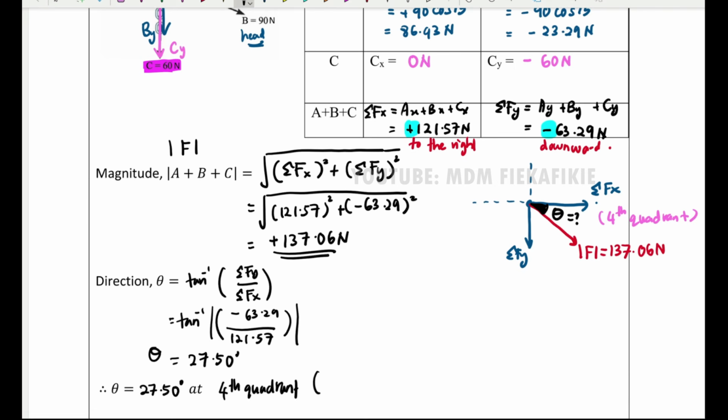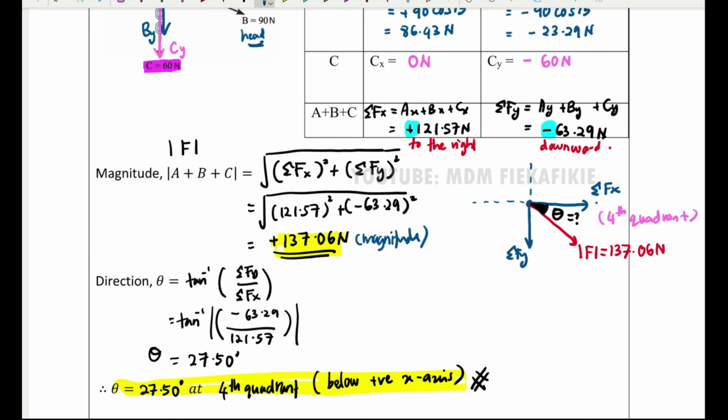Ataupun kata nak tulis 27.5 degree below positive x-axis. Okay. So this is the final answer. Answer for the angle, tulis lengkap. Pastikan you tulis full dengan dekat kuadran mana. Ini sampai habis. Jangan tulis angle saja. So ini jawapan akhir yang tepat dan ini adalah dia punya magnitude. Okay, ini adalah dia punya magnitude.